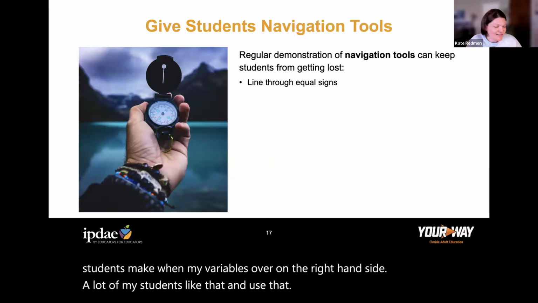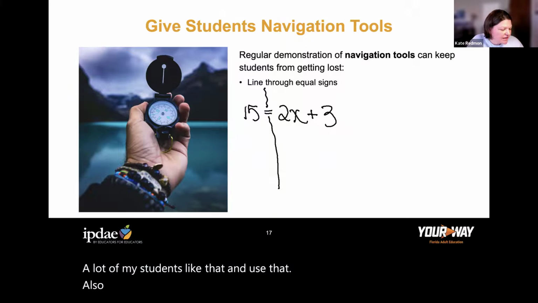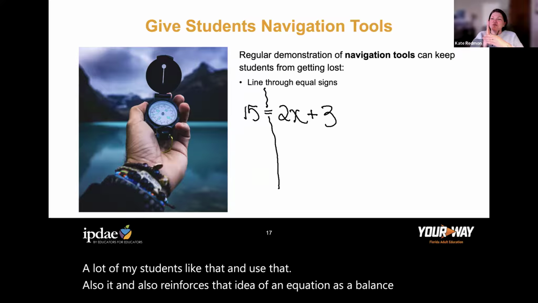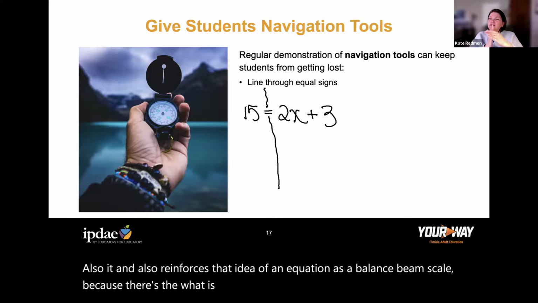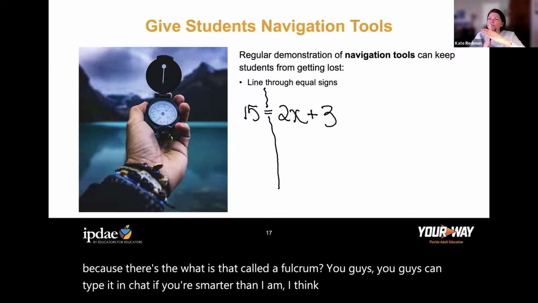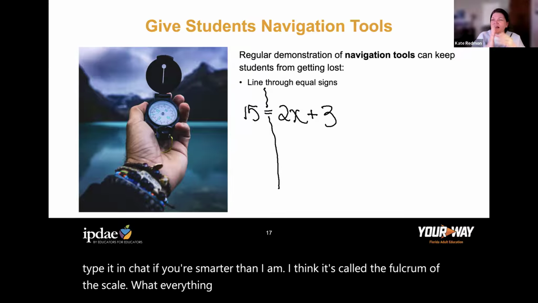Also, it reinforces that idea of an equation as a balance beam scale, because there's the, what is that called? A fulcrum, you guys? You guys can type it in chat if you're smarter than I am. I think it's called the fulcrum of the scale. What everything balances on, that line kind of helps give a visual to that.